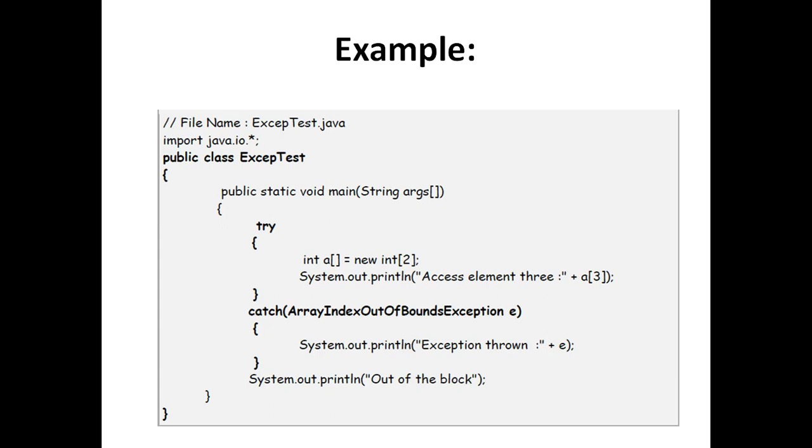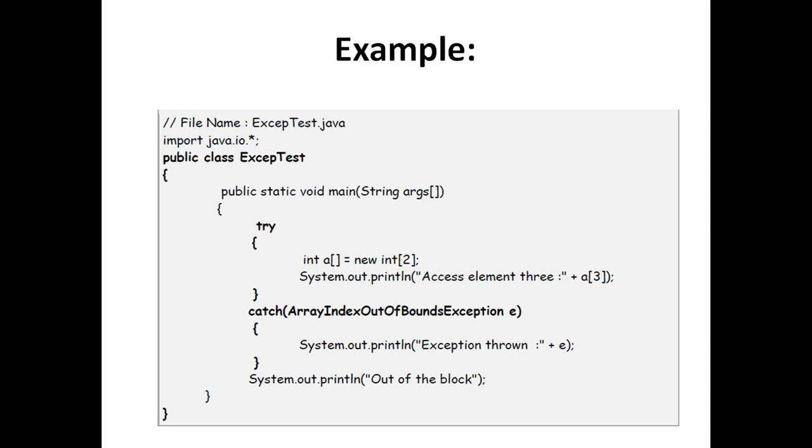Here we have declared one array. The name of the array is a, of type integer, and the size of the array we have defined as 2. That statement is int a[] equal to new int[2]. So this is nothing but array declaration. Now in the same try block we are trying to access the third index of the array element which has not been allocated. So this is a kind of exception, and this exception is called ArrayIndexOutOfBoundsException.